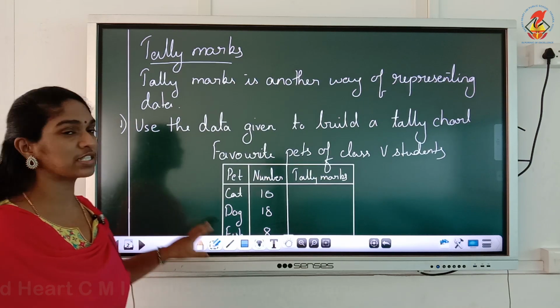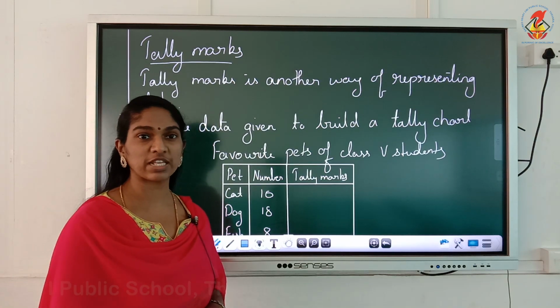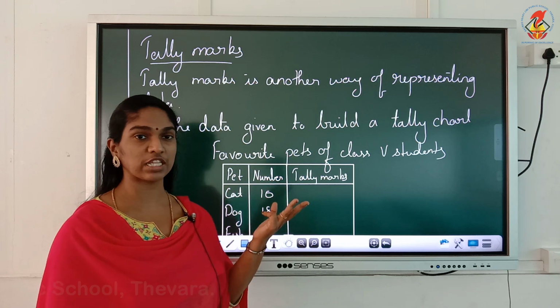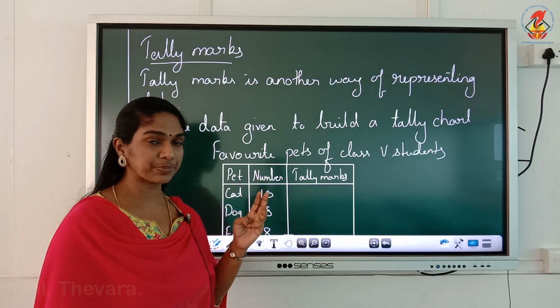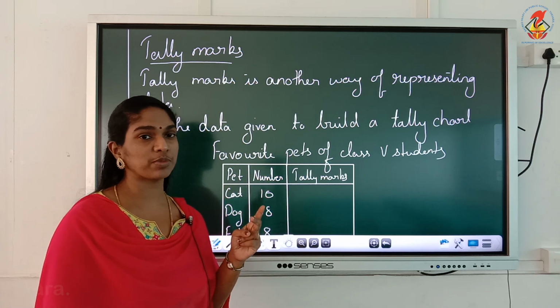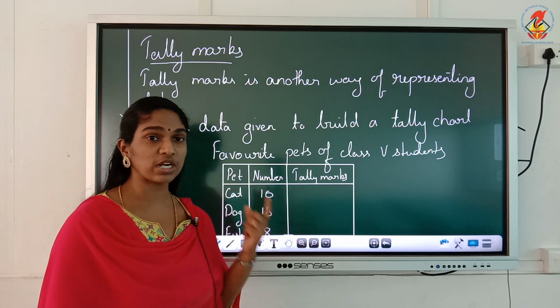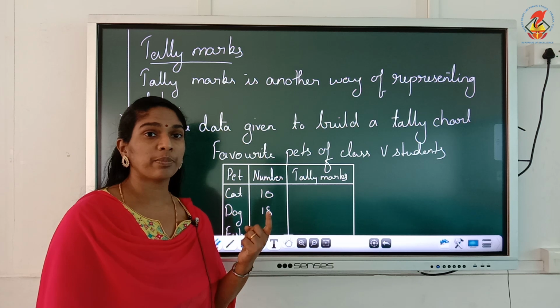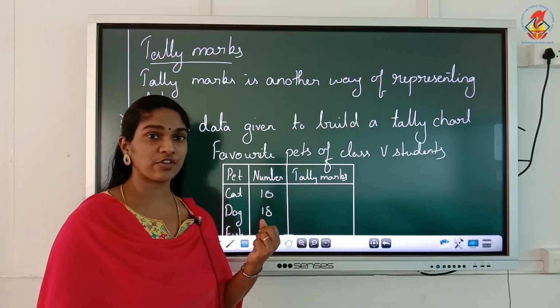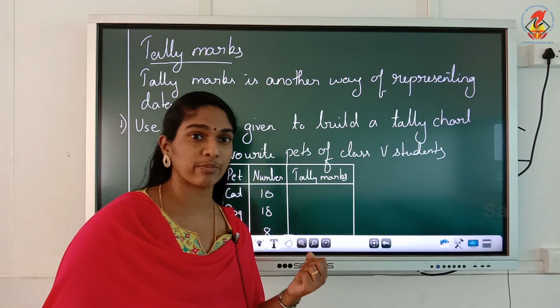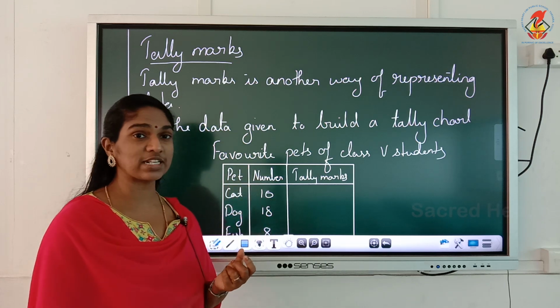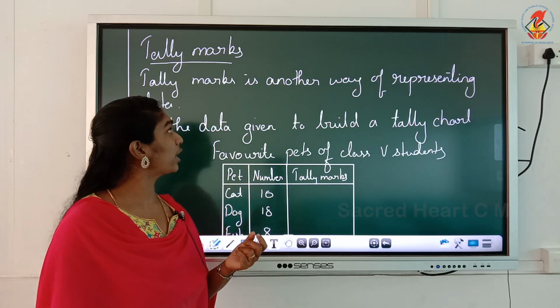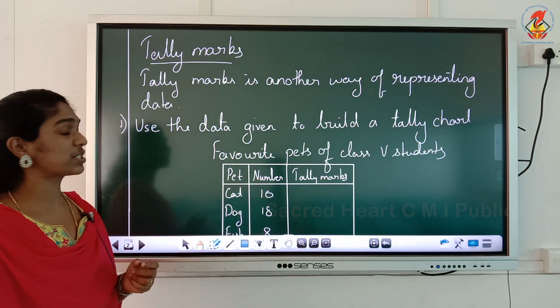We have learned different ways of representing data. Which were the different ways that we learned? One is pictograph, representing in the form of pictures. Next was bar graph, representing information in the form of bars. Then you learned circle graph, representing information in the form of parts. Then line graph, representing information in the form of line segments. This is also another way, that is called tally marks.